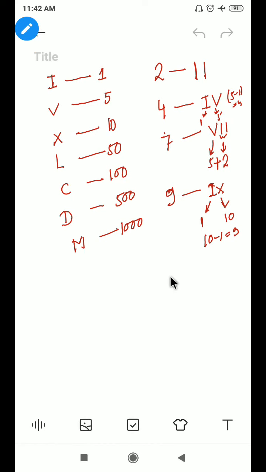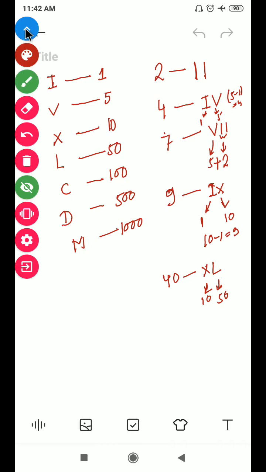Suppose you want to write 40. So how to denote it? That is nothing but XL, because L denotes 50 and X denotes 10. So 50 minus 10 is 40. Clear? So in this way we are denoting the numbers.